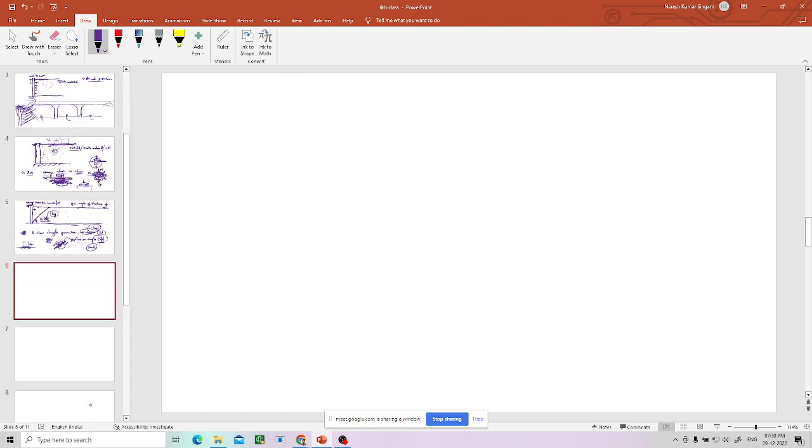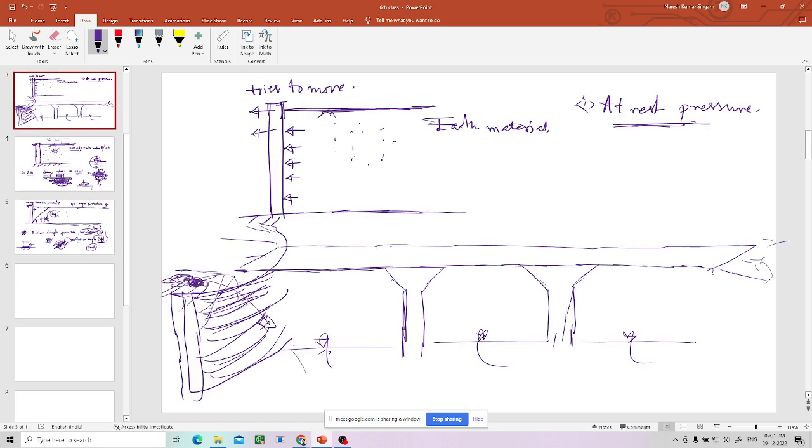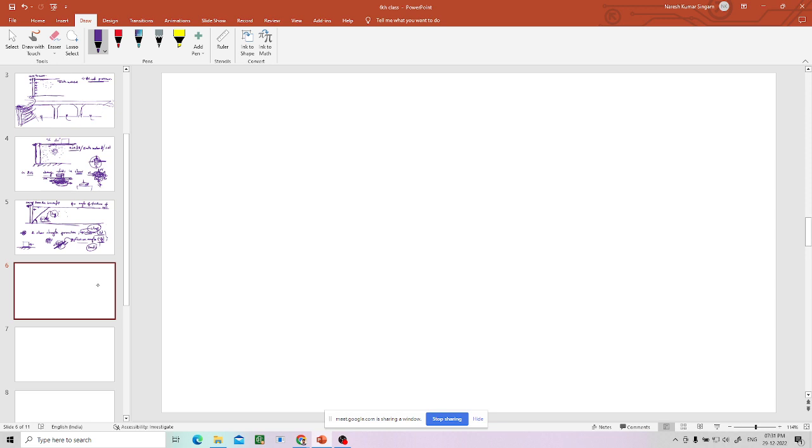Now, this is how failure happens. Just before failure happens, the pressure exerted by the soil on the wall when the wall is moving away from the backfill is called active earth pressure. We know what is at rest pressure. At rest pressure means the pressure exerted when the wall is not moving. Now we are talking about active earth pressure.